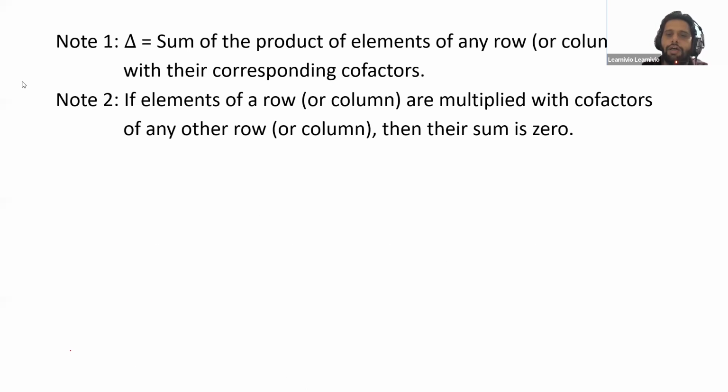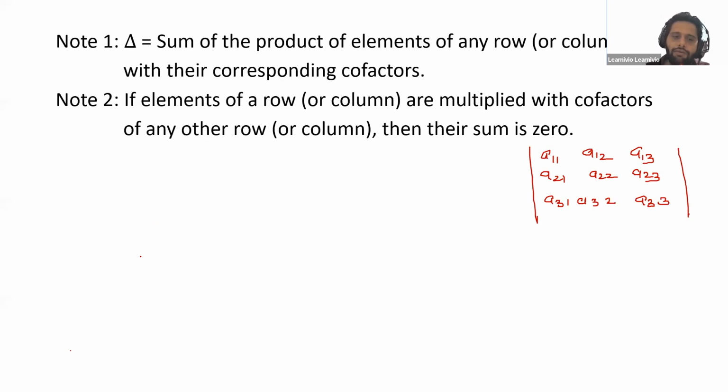If elements of a row are multiplied, that means suppose we have taken the same determinant A11, A12, A13, A21, A22, A23, A31, A32, and A33. If you have selected any row, for example, A11, A12, A13, and now we are multiplying this with the cofactors of any other row, for example, the second row cofactors A21, A22, A23, and if we add this, then what will we get? We will get 0.